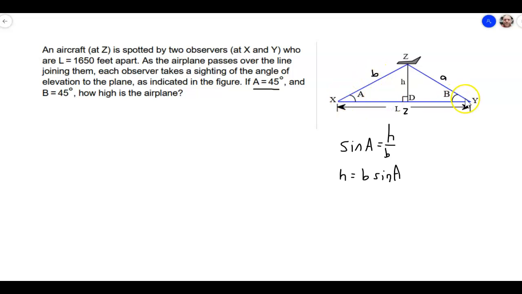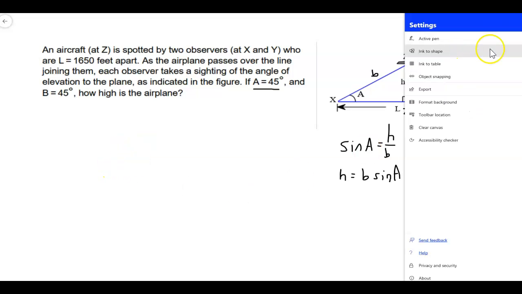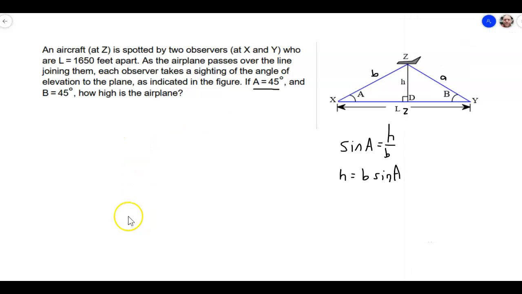So let us go ahead and write this entire triangle and see what we have. I'm going to put this into ink to shape. Let's see if it will actually do a triangle for me. So it does.